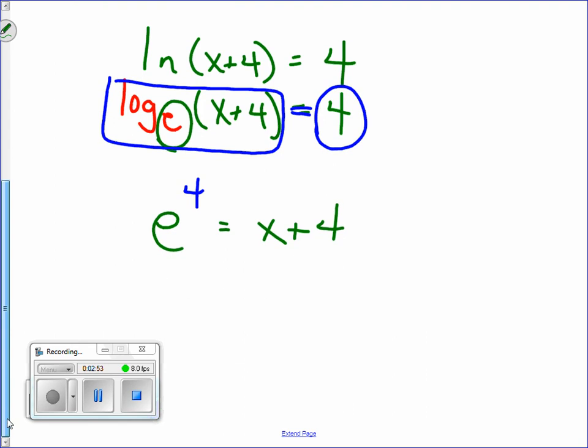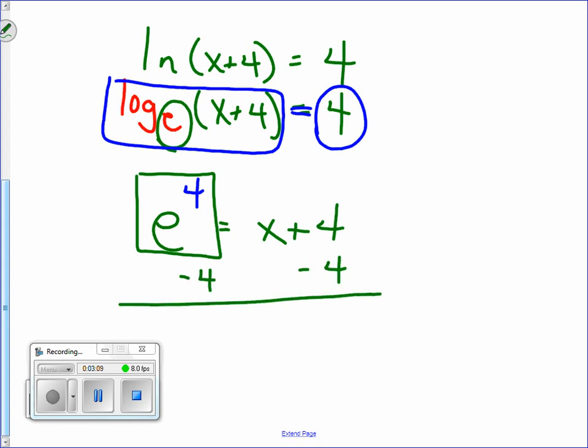So remember that e is not a variable. E is what we call the natural base. So this expression here has a value. It has a decimal value, but we don't want to know what it is, because that would not be an exact answer. It would be an approximation. So we're going to subtract 4 from that. To get x by itself, we get x equals e to the 4th minus 4. This is what they're looking for in this problem.